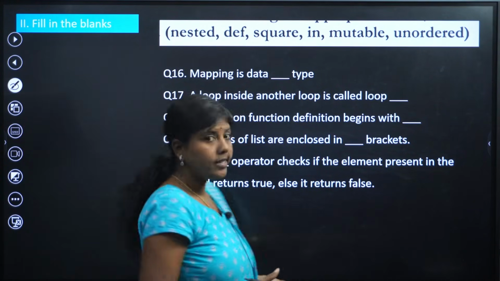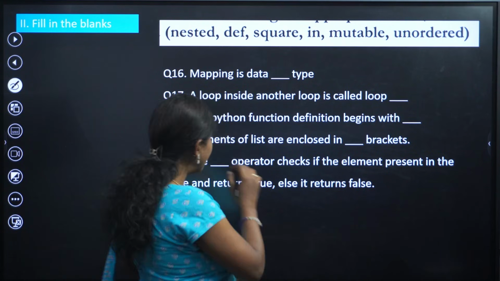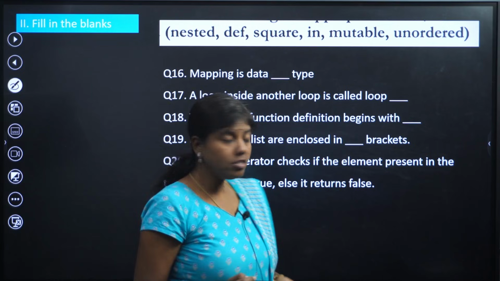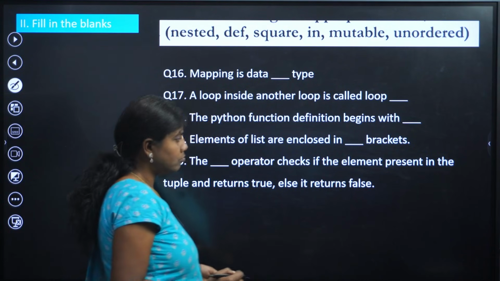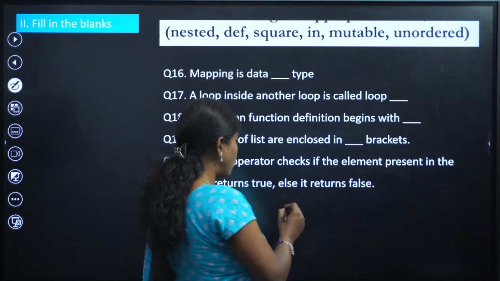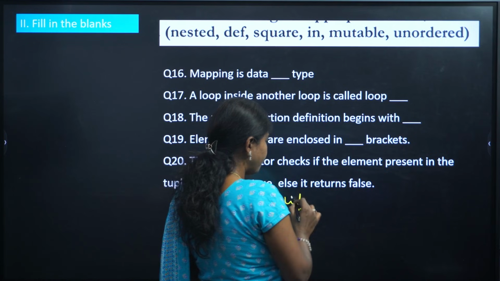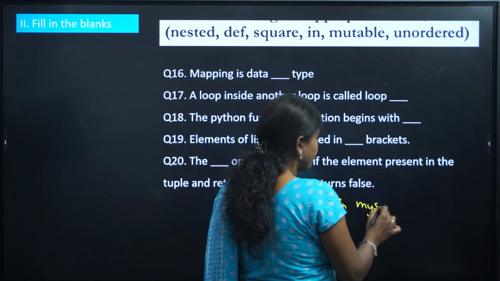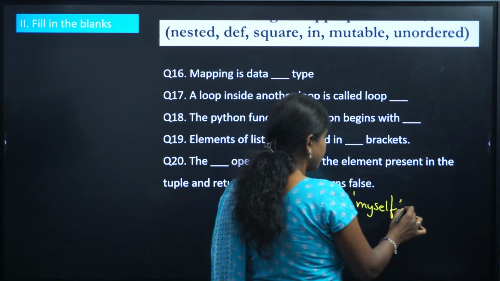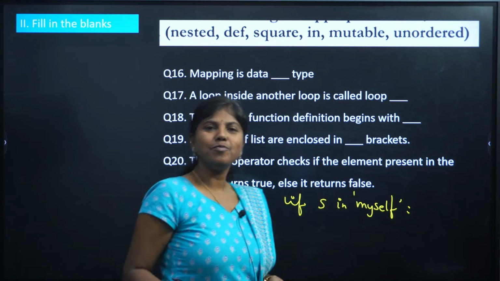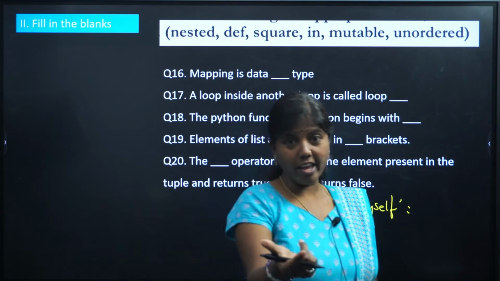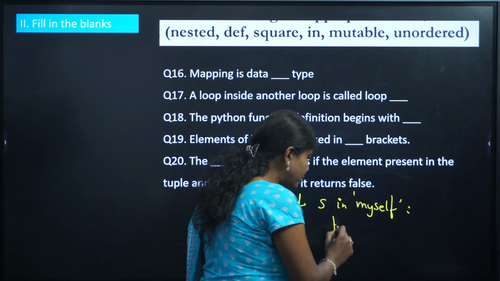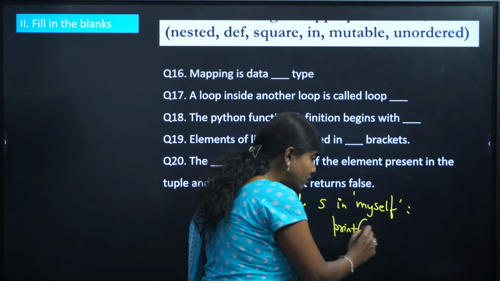Okay, so now we'll come back to this 20th question. Dash operator checks if the element is present in the tuple and returns true, else it returns false. That means what? If yes in myself. Is yes present in myself? There's a word called myself, a string. Is yes present in that? Definitely yes, it is true. So what does it return? So print true.